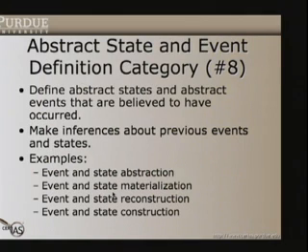And the final category of this is basically then, given these capabilities, given we know what states and events can occur and exist, to actually define which ones did exist and occur. And so basically this is making inferences about the abstract events and states. And there are many techniques of doing this. The 4 listed here are basically event and state abstraction, materialization, and then the usual reconstruction and construction.